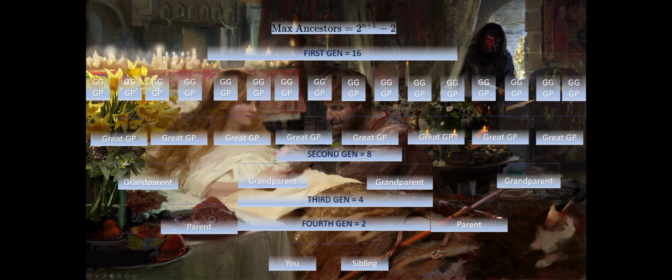So by breeding with someone directly next to you in the family tree, you're going to end up with all these as common ancestors. So you don't want to do that. You want to try and mitigate this.